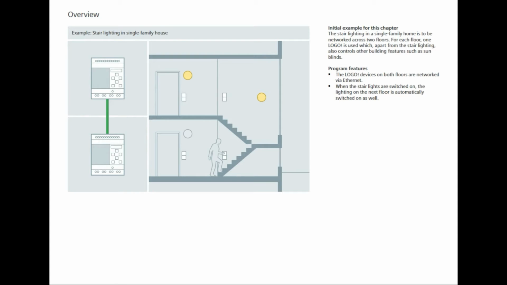Let's assume that you want to network 2 floors in a house with regard to the stair and stairwell lighting, and that each floor is already controlled by a Logo. The Logo devices on each floor are to be connected by an Ethernet. If the stair light switch on one floor is actuated, the lighting on the stairs and on the other floor, hall or landing, is switched on.